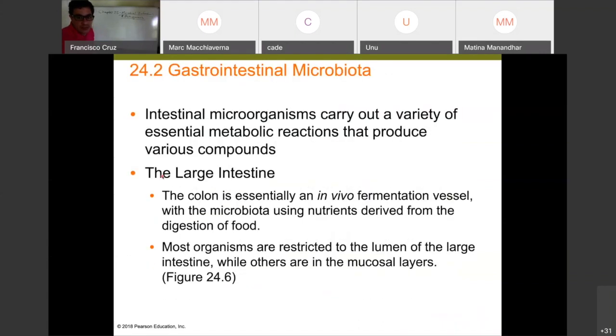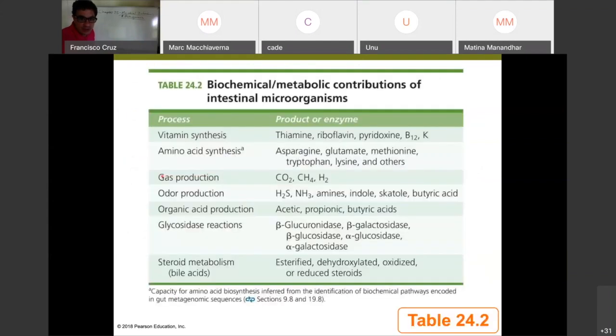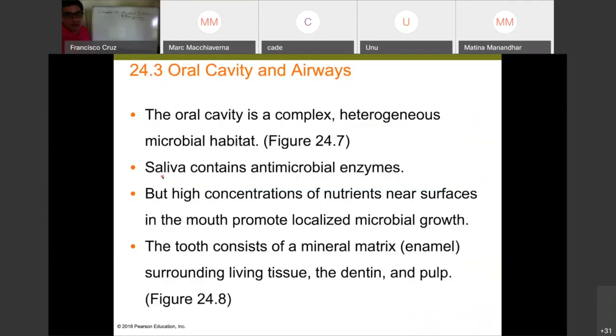And so then you're going to just read through this, and you're going to make sense of this. I don't want to go through it. I don't think it's a good use of our time because I think it's all fairly accessible. Saliva contains antimicrobial enzymes, so do your tears.